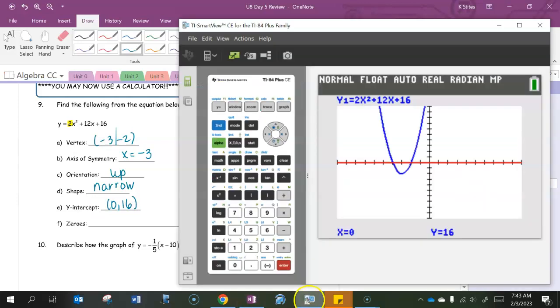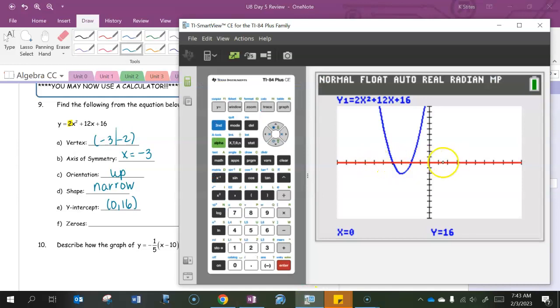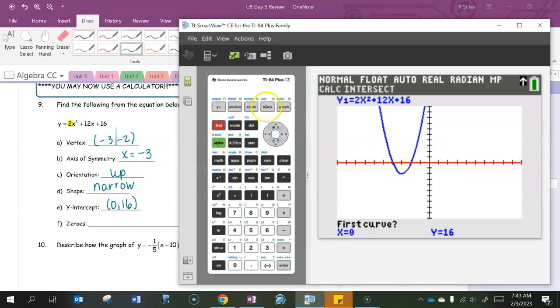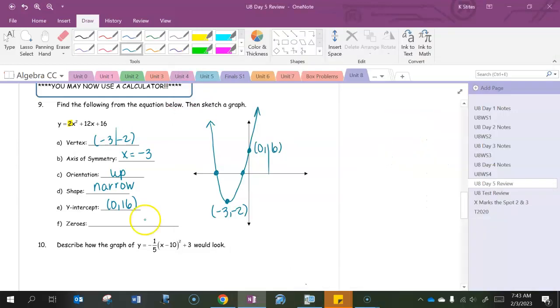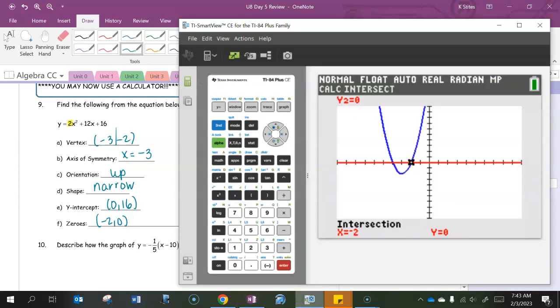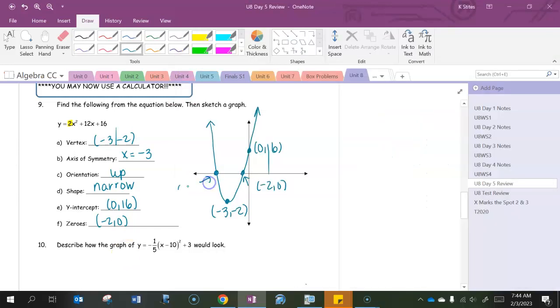And then finally your zeros, that's why you need to have trace 5. Second trace 5, move your cursor over, enter, enter, enter. So my first one is at -2, 0. And then remember, you do have to do this a second time. Second trace 5, move your cursor over, make sure you're over by the other one, enter, enter, enter. -4, 0. Okay, notice how everything on the line is also on the graph.